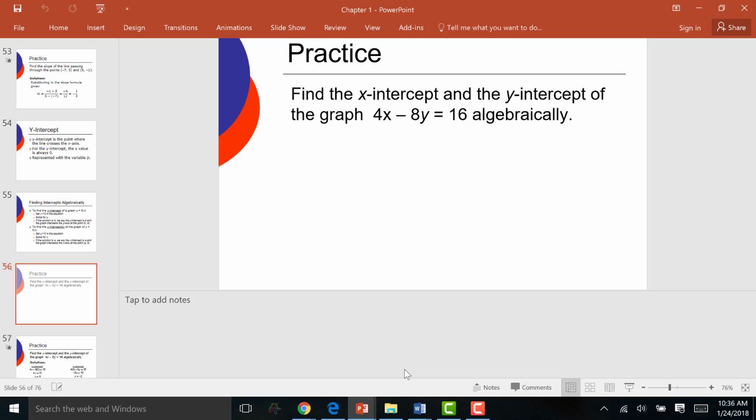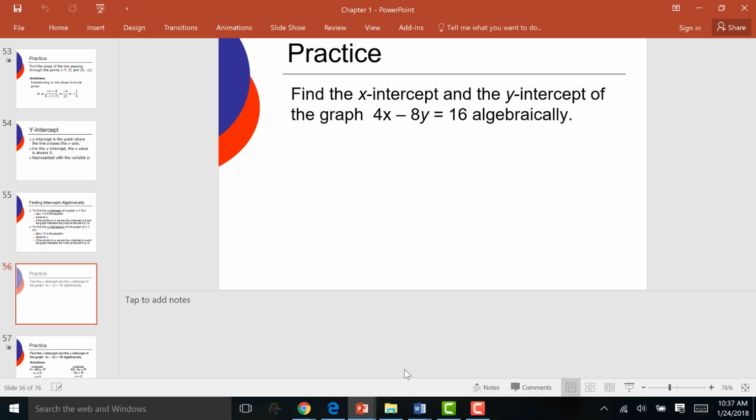All right, now let's find the y-intercept. For the y-intercept, plug in 0 for x. So I've got 4x minus 8y equals 16. Plug in a 0 for x. So I get 4 times 0 minus 8y equals 16. 4 times 0 is what? 0. So I've got 0 minus 8y equals 16. So 0 minus 8y is negative 8y equals 16.